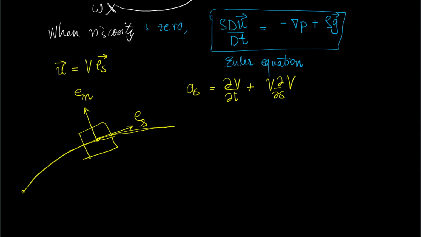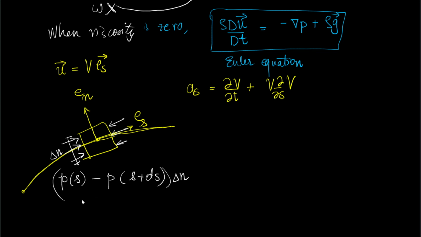But what are the forces acting on the fluid element? It is the pressure at this point minus the pressure at this point. So it is P at some location s minus P at some location s plus ds, times the area. So the area will be equal to, say, delta n, let us say there is a unit width into the plane. So this times delta n. So what is it? It will be minus del P del s delta s times delta n. So this is the force in the S direction.